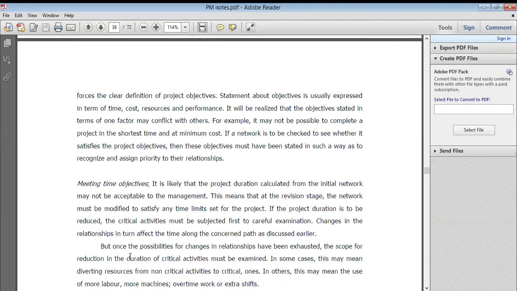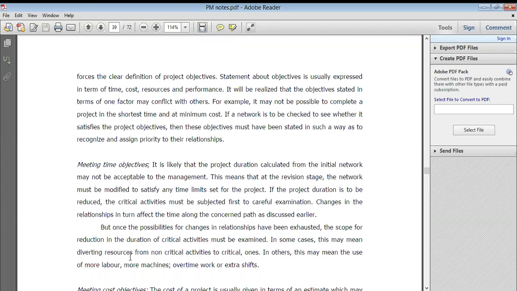The clear definition of project objectives is usually expressed in terms of time, cost, resource, and performance. It will be realized that an objective stated in terms of one factor may conflict with others. For example, it may not be possible to complete a project in the shortest time and at minimum cost. If the network is to be checked to see whether it satisfies the project objective, the objective must be stated in such a way as to recognize and apply the priorities assigned to their relationship.